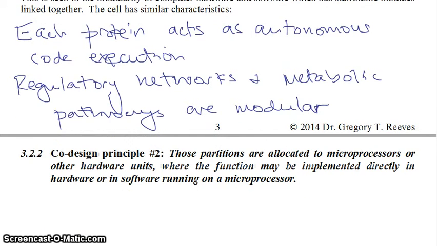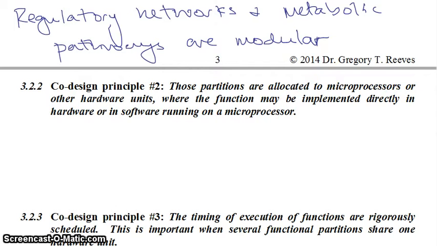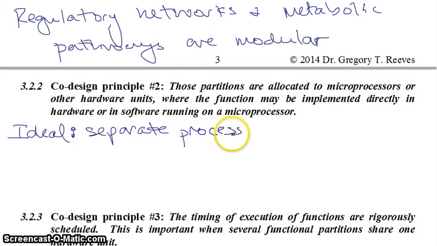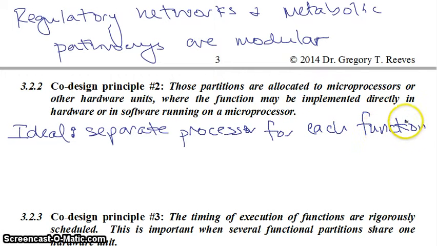Principle number 2. Those partitions that we were just talking about are allocated to microprocessors or other hardware units, where the function may be implemented directly in hardware or in software running on a microprocessor. So maybe that doesn't make a lot of sense to you, but basically what we're talking about here is, first of all, the ideal would be to have a separate processor for each function. And of course, that's not possible if you're designing an embedded computing system made by man.